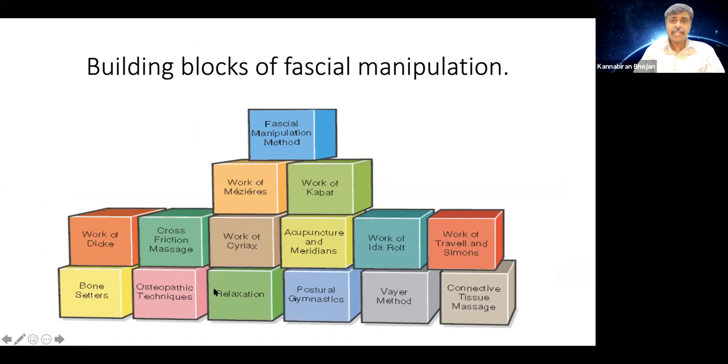And how did this fascial manipulation arrive, or how was the building block? Earlier, you remember bone setters, osteopathic technicians, relaxation, postural gymnastics, some connective tissue massage. After all these things, so many people, and then finally on top, fascial manipulation. Like bone setters, biomechanical model; friction massage, biomechanical model; Cyriax, biomechanical model; acupuncture meridians, biomechanical neurophysiology, but not very clear. And later on, fascial manipulation, biomechanical model of fascia, neurophysiology of fascia. So that's where we have the paradigm.